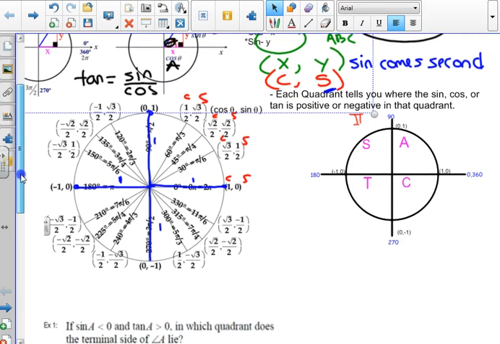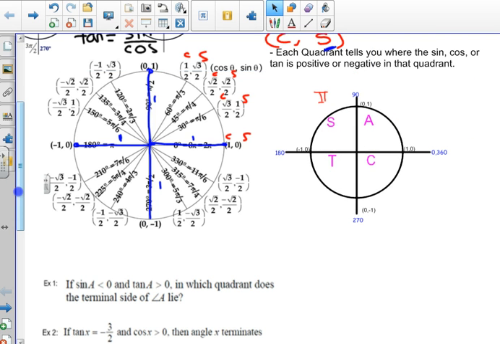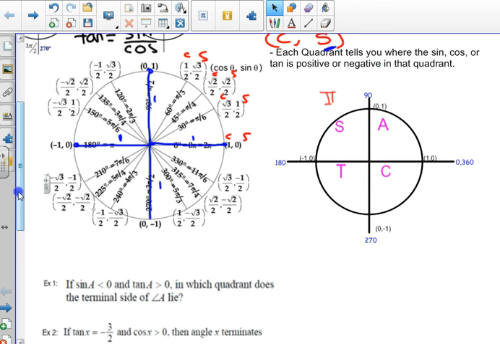Okay. So what we're going to work on first is that each of our quadrants tells us where certain trig functions are positive or negative. To do that, what we're going to come up with is this little thing for our quadrants. You saw this yesterday, how we broke it up. We had our 0, 360, the 90, the 180, the 270 degrees. So we have quadrants 1, 2, 3, and 4.